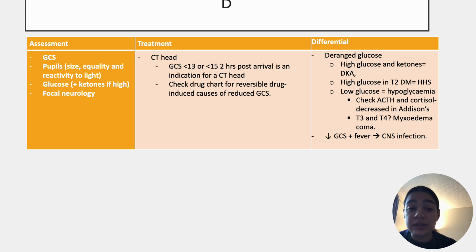You also at this point want to take the glucose. So a lot of people say D also stands for don't ever forget glucose. So you want to see if maybe they've got a history of type 2 diabetes, type 1 diabetes, or if there could be something that's influencing their glucose. Also for a low GCS with a fever, always consider a CNS infection, especially if there's been any kind of intracranial trauma or any surgery involving the head and neck.